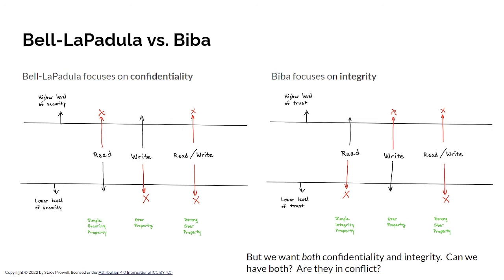What if we want both? Can we have both? Are they in conflict? It seems like if we put them together, everything falls into this strong star property and we're not allowed to do anything except at our level. We're very stovepiped and things don't work.